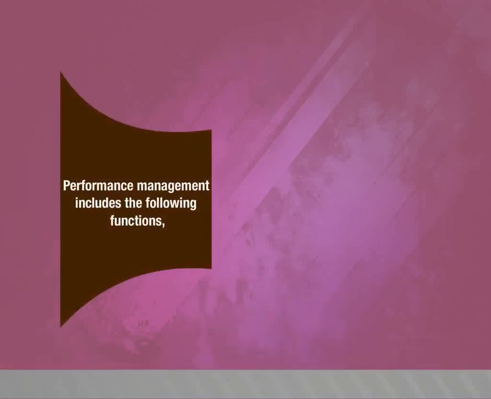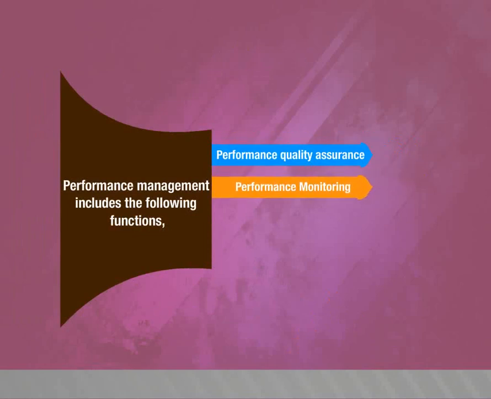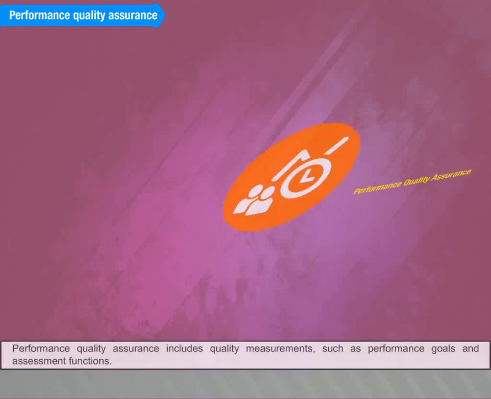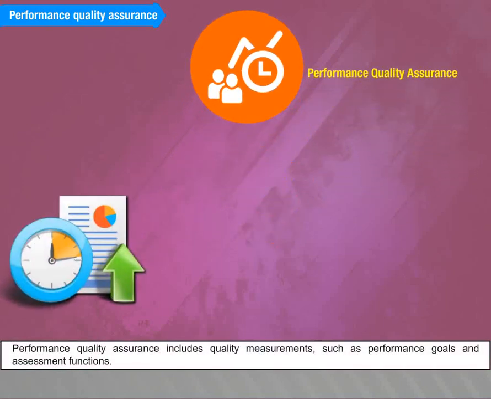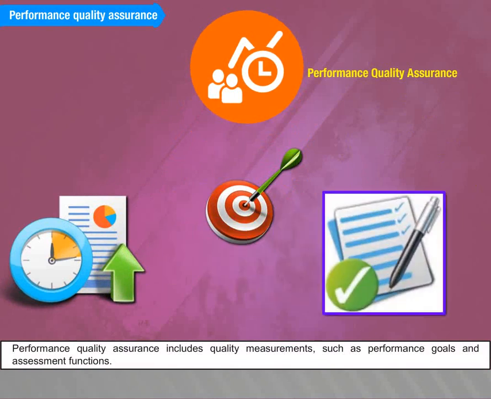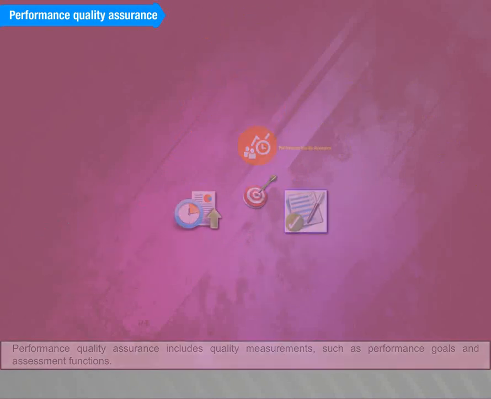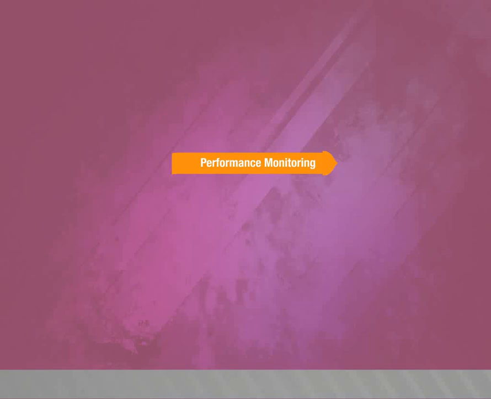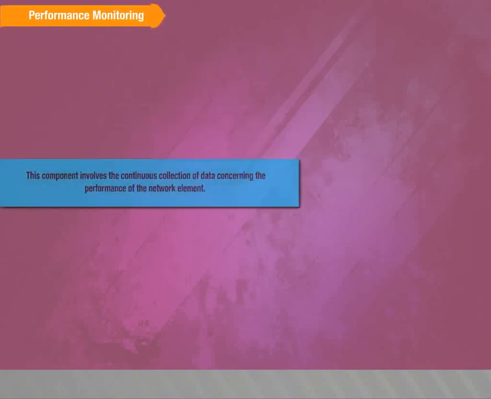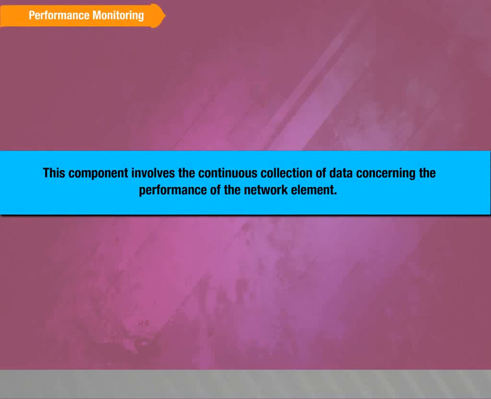Performance management includes the following functions: performance quality assurance, performance monitoring, performance management control, performance analysis. Performance quality assurance. Performance quality assurance includes quality measurements such as performance goals and assessment functions. Performance monitoring. This component involves the continuous collection of data concerning the performance of the network element.